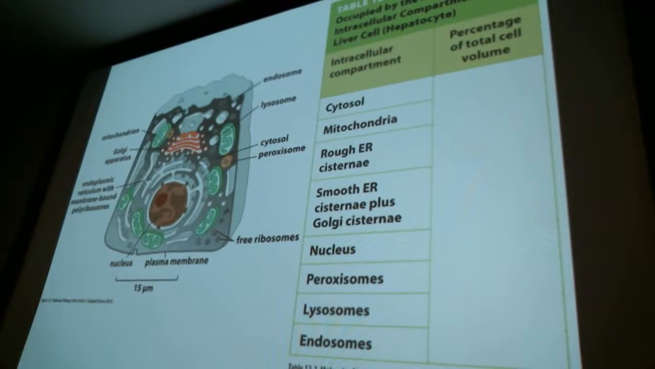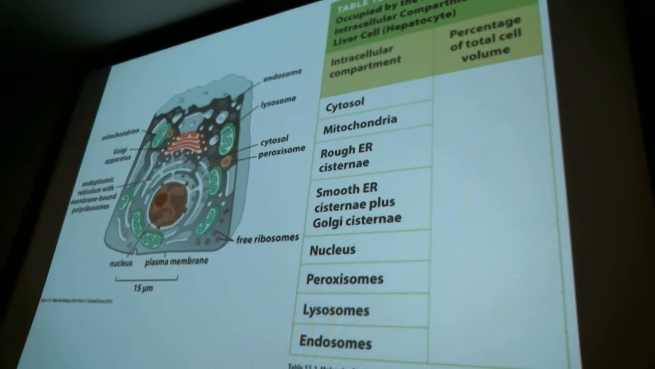So what is listed is the cytosol, mitochondria, the endoplasmic reticulum, which can be divided into rough and smooth ER, the nucleus, the peroxisomes, the lysosomes, and the endosomes. So who wants to tell me which one of these categories here you think represents the largest percentage of the cell? The cytosol. So everybody got that right. So the interesting question is the second largest. What is the second largest?